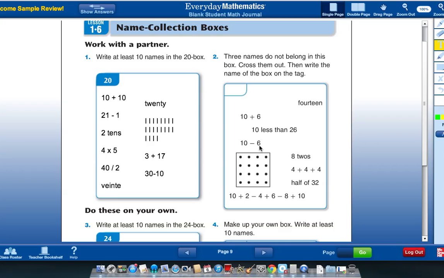10 minus 6 is 4. 8 twos. 8 times 2 is 16. Oh, that makes sense. 4 plus 4 plus 4. 4 plus 4 is 8. Plus 4 is 12. That's not 16. Half of 32 is 16. Let's check our squares here. 4 times 4, that's 16. Okay, so I see a pattern of 16 here.